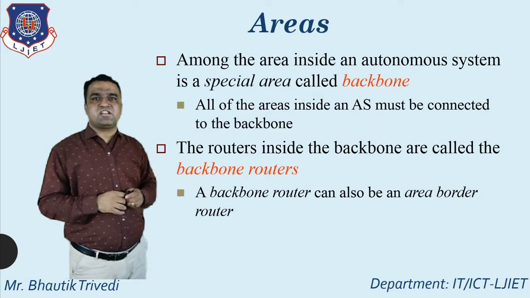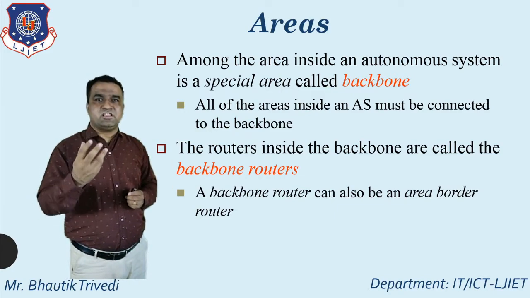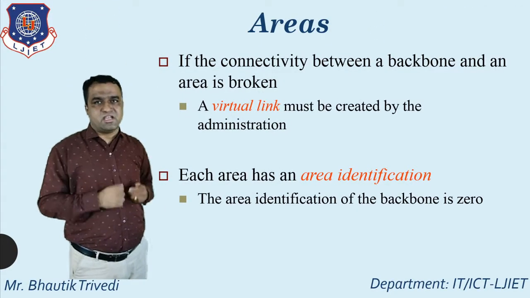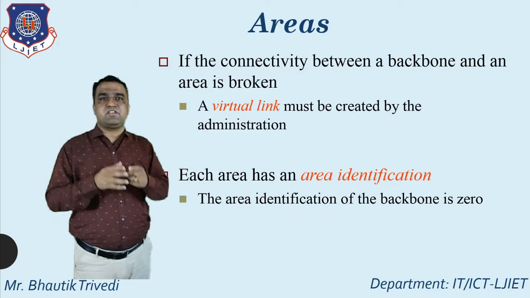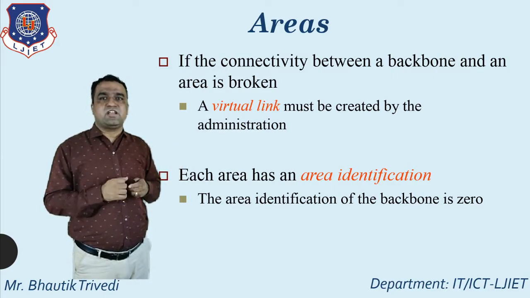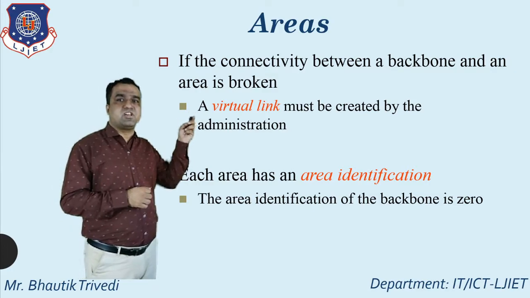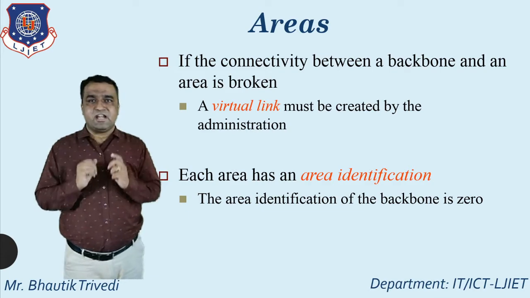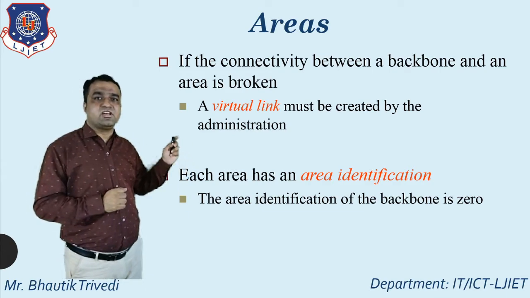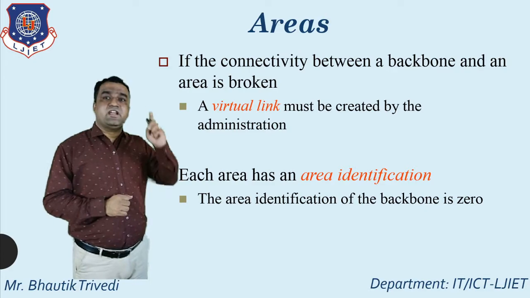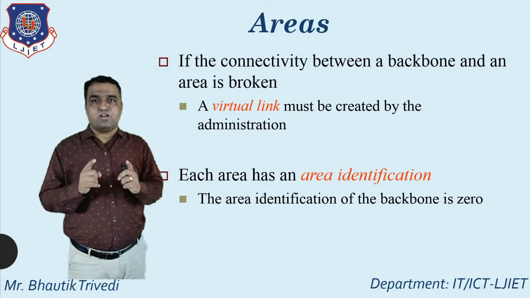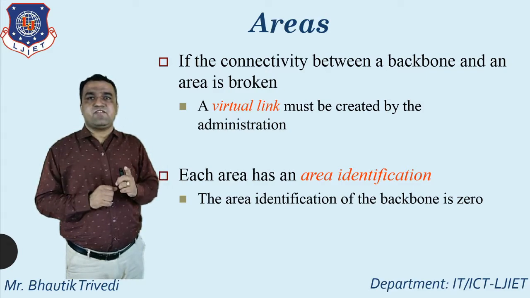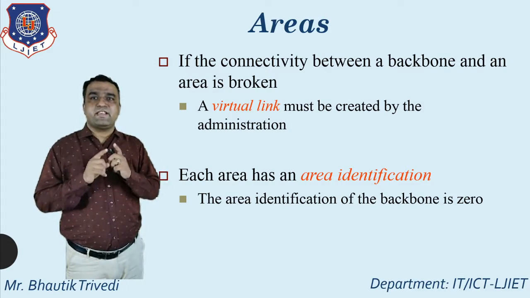So whatever the discussion regarding the autonomous system and the area, here you just see how I establish the link. If you are providing the connection between the backbone and an area, that can be represented using the concept of a virtual link. Each and every area has an identification, known as the area identification. And the area identification of the backbone is always 0. Again I repeat, the area identification of the backbone is always 0.